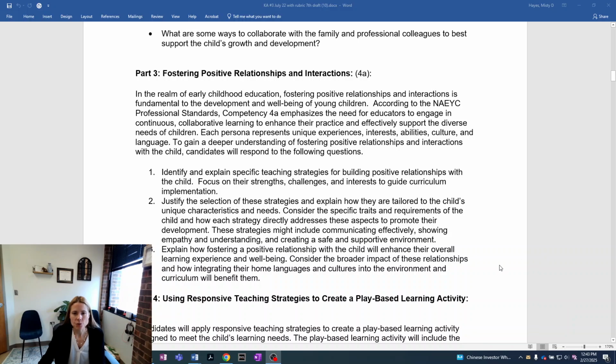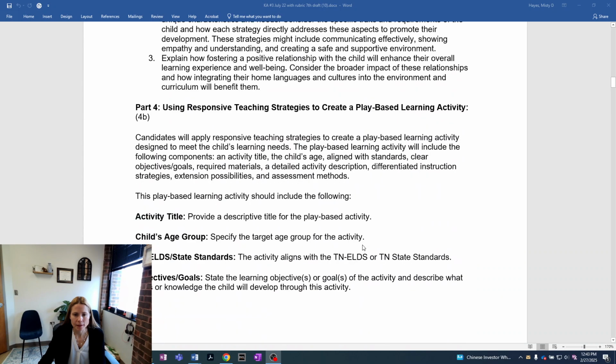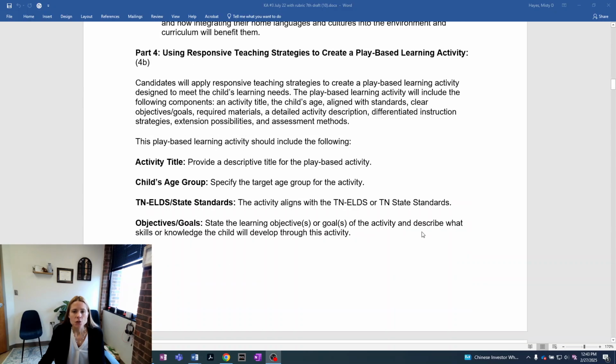That will really be all of part 3. Part 3 is mainly answering these prompts for your child persona. Now, part 4 is going to be where you're going to actually create something. You're going to create a play-based learning activity using responsive teaching strategies, okay?